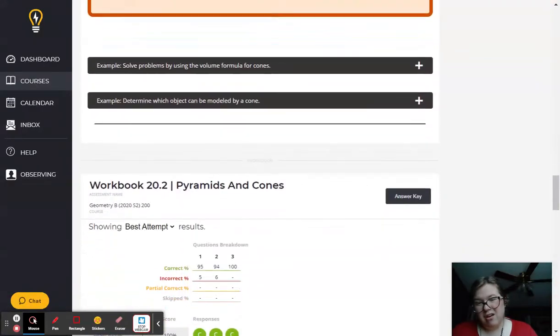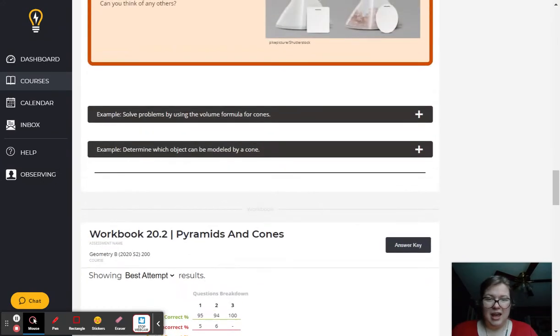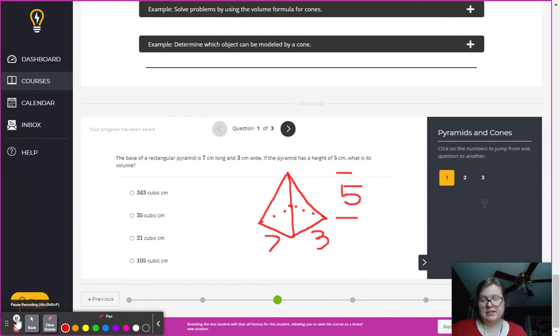They talk about this long thing to explain it all, and we want to go into the problems. So this first problem says, for me anyway, the base of a rectangular pyramid is 7 centimeters long, 3 centimeters wide. And if the pyramid has a height of 5 centimeters, what is its volume? So I drew out the pyramid. You don't have to do that every time. I like to do it because I visualize it better. But then you're just going to plug that into the formula.